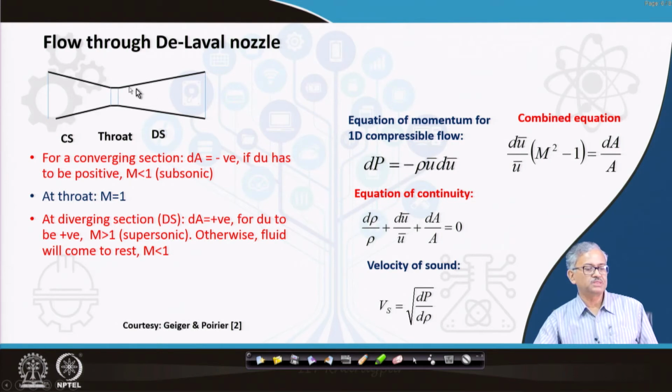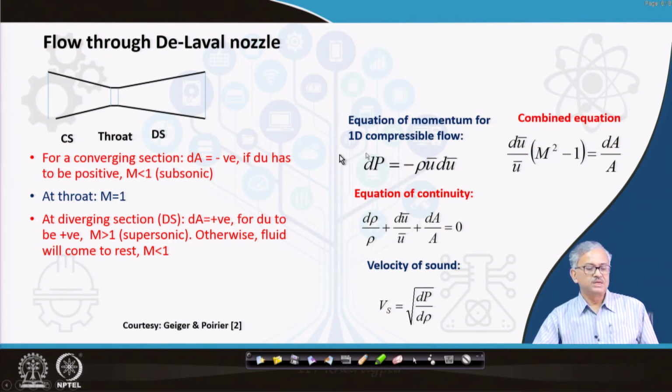In the diverging section, obviously dA is positive, because A2 is greater than A1. So, here dA is positive, and if you want to make du positive, then M square minus 1 has to be positive. If M square minus 1 is greater than 0, so M is greater than 1. So, in this case, it becomes supersonic. Okay. So, M is greater than 1, it becomes a supersonic jet.